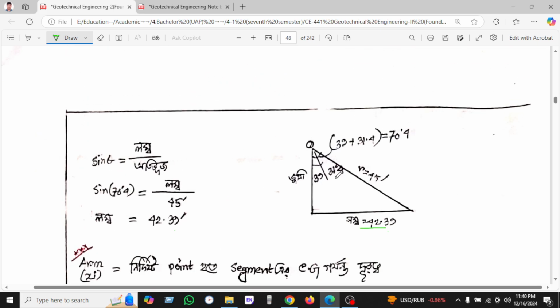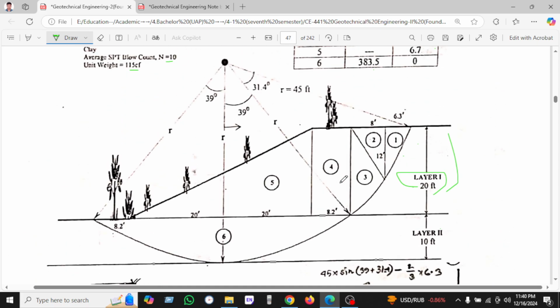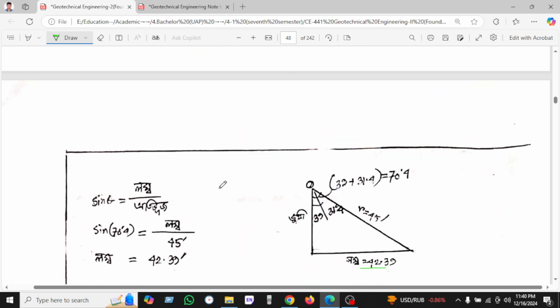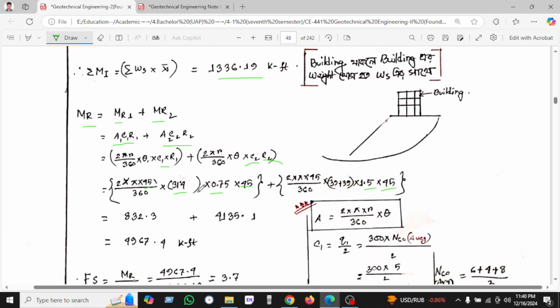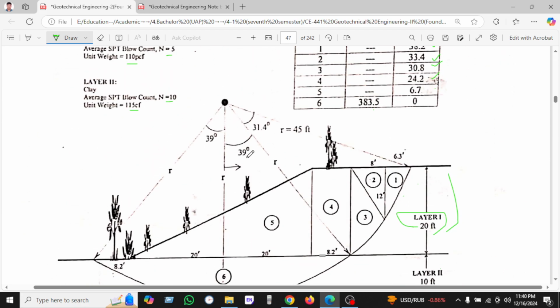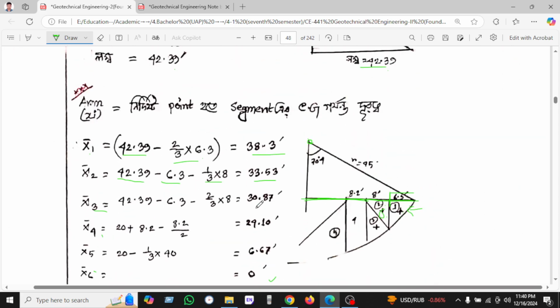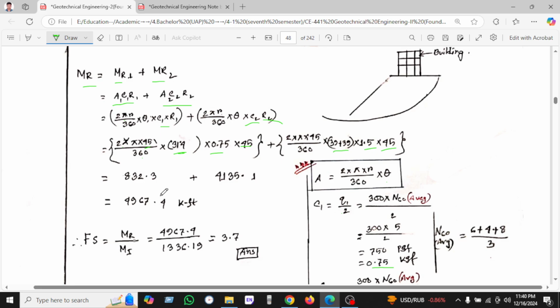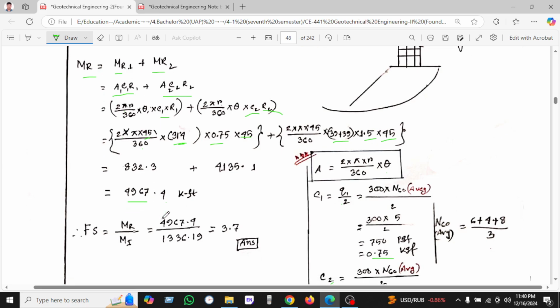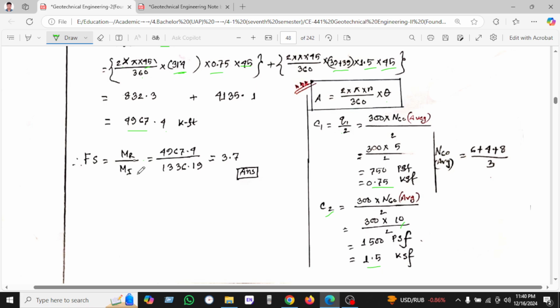How is this 31.2? We know it is 31.4, and for the other one theta is 39. So this is 39 and 39. This portion and this portion, we divide it into two segments, and found 4967.2. The factor of safety is the resisting moment divided by the induced moment, and we found 3.7, which is greater than 1. So this is safe.